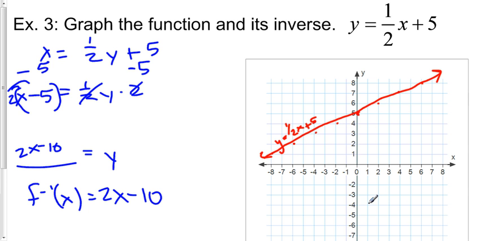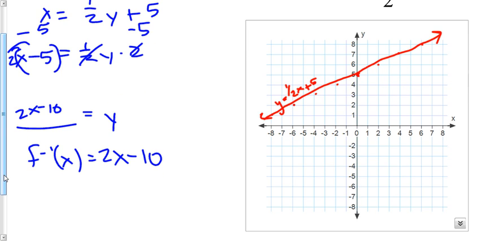The y-intercept is negative 10. Hold on here, let me try to move my graph. The y-intercept is negative 10. I'm just going to kind of go down to negative 10, right about there. And then our slope is up 2 over 1.